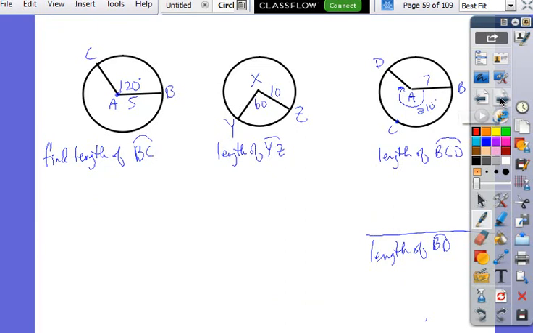If it says find arc length, the degree over 360 times 2 pi r. So this will be 120 over 360 times 2 pi 5.